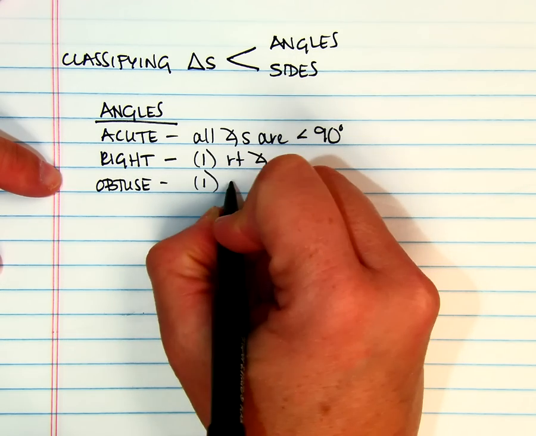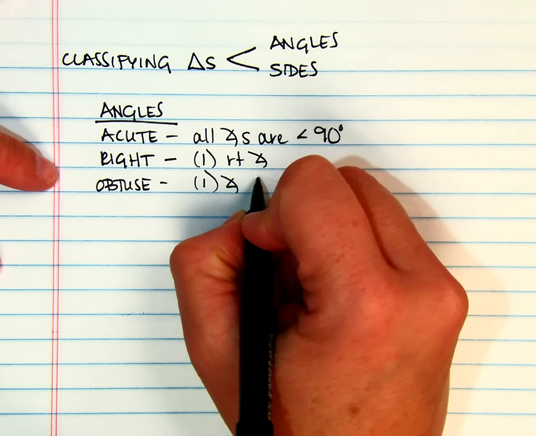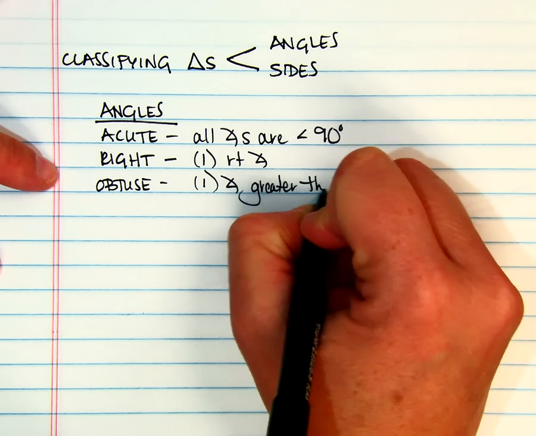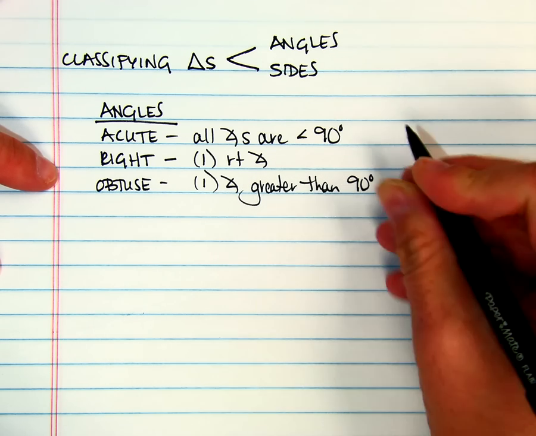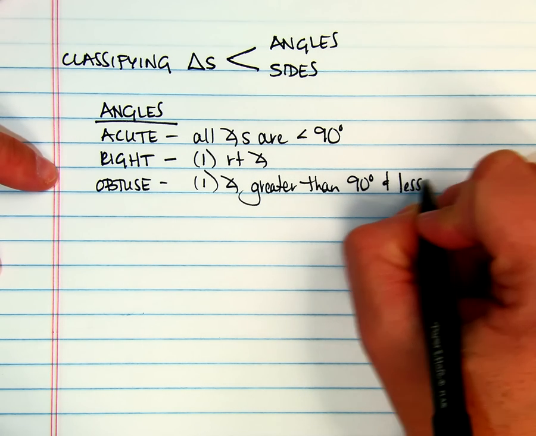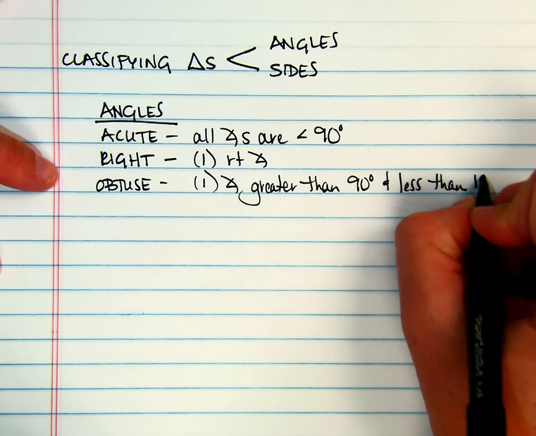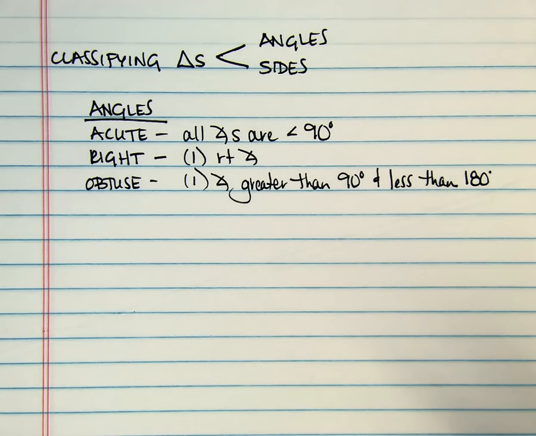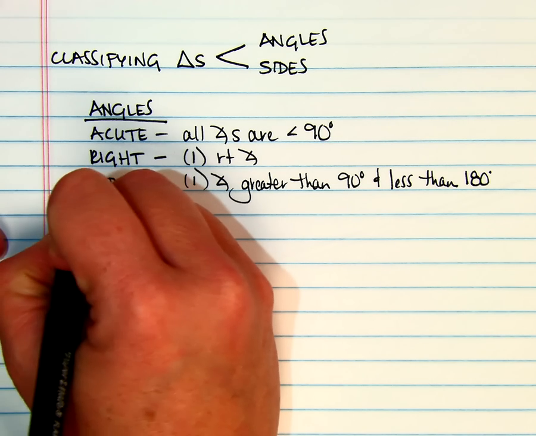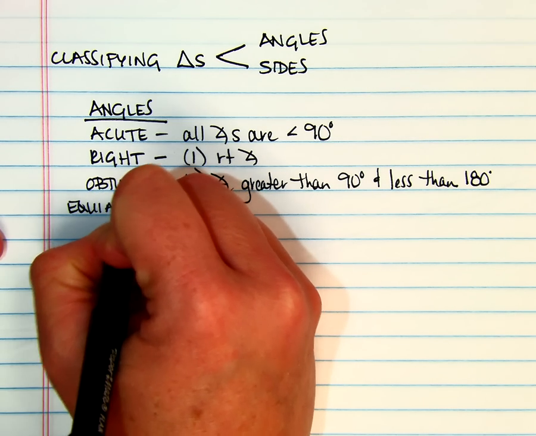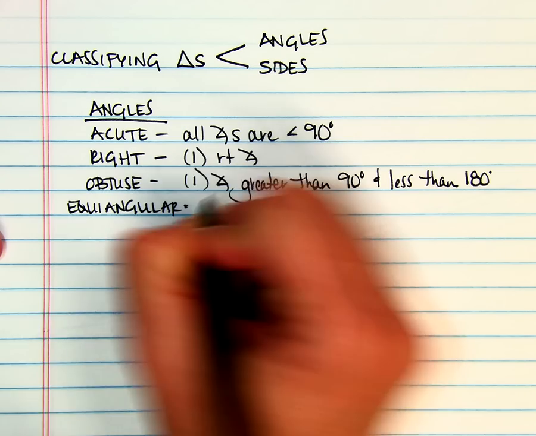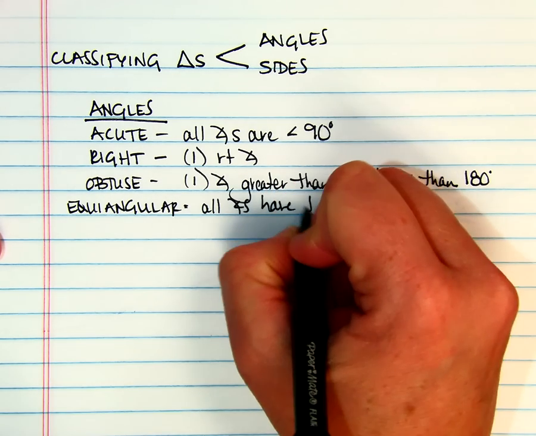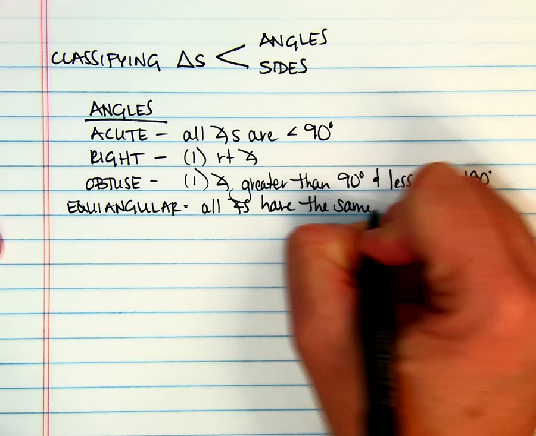which means that you have one angle greater than, I'll put the sign in here, greater than 90 degrees and less than 180 degrees. And then you have one that is not honestly used very often, but it's called equiangular. And that means all angles have the same measure.